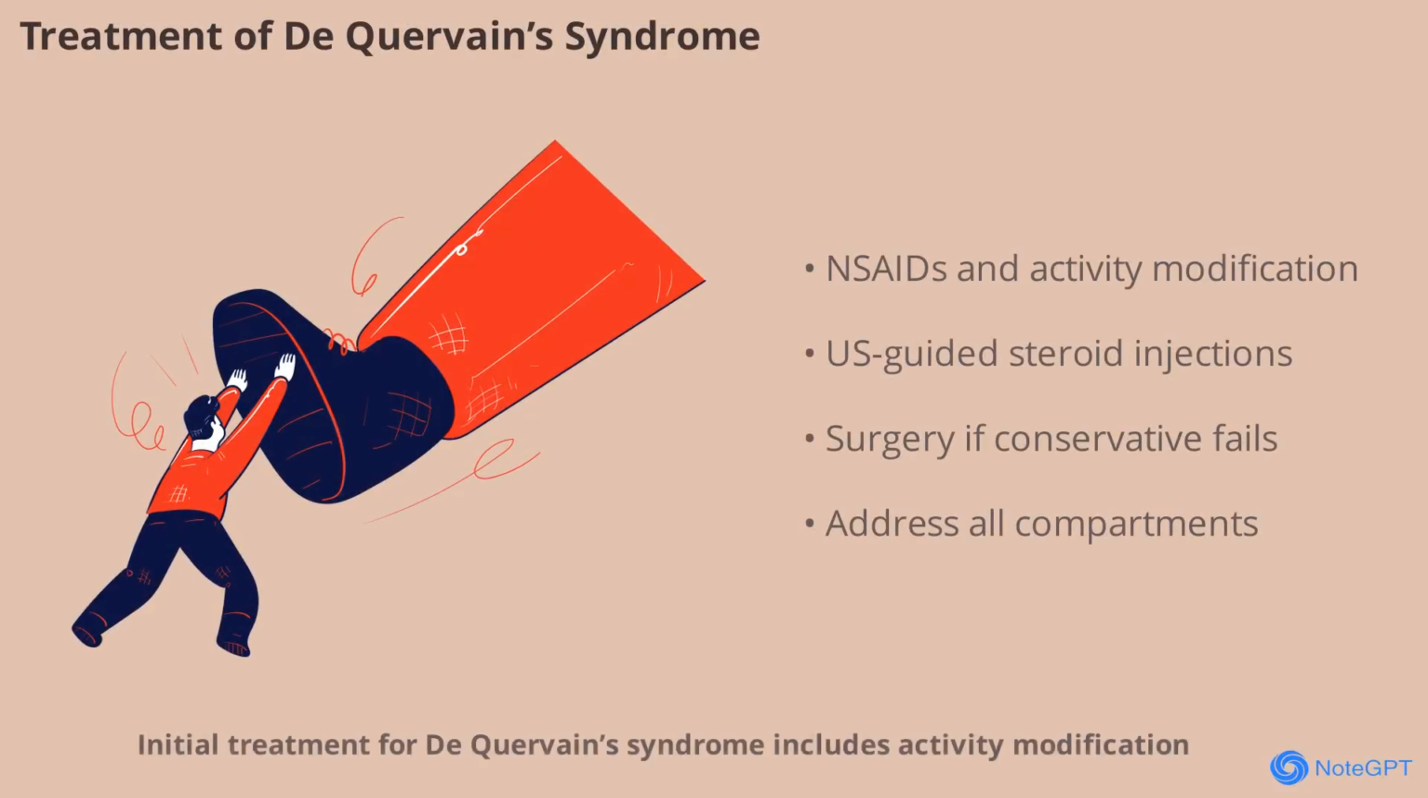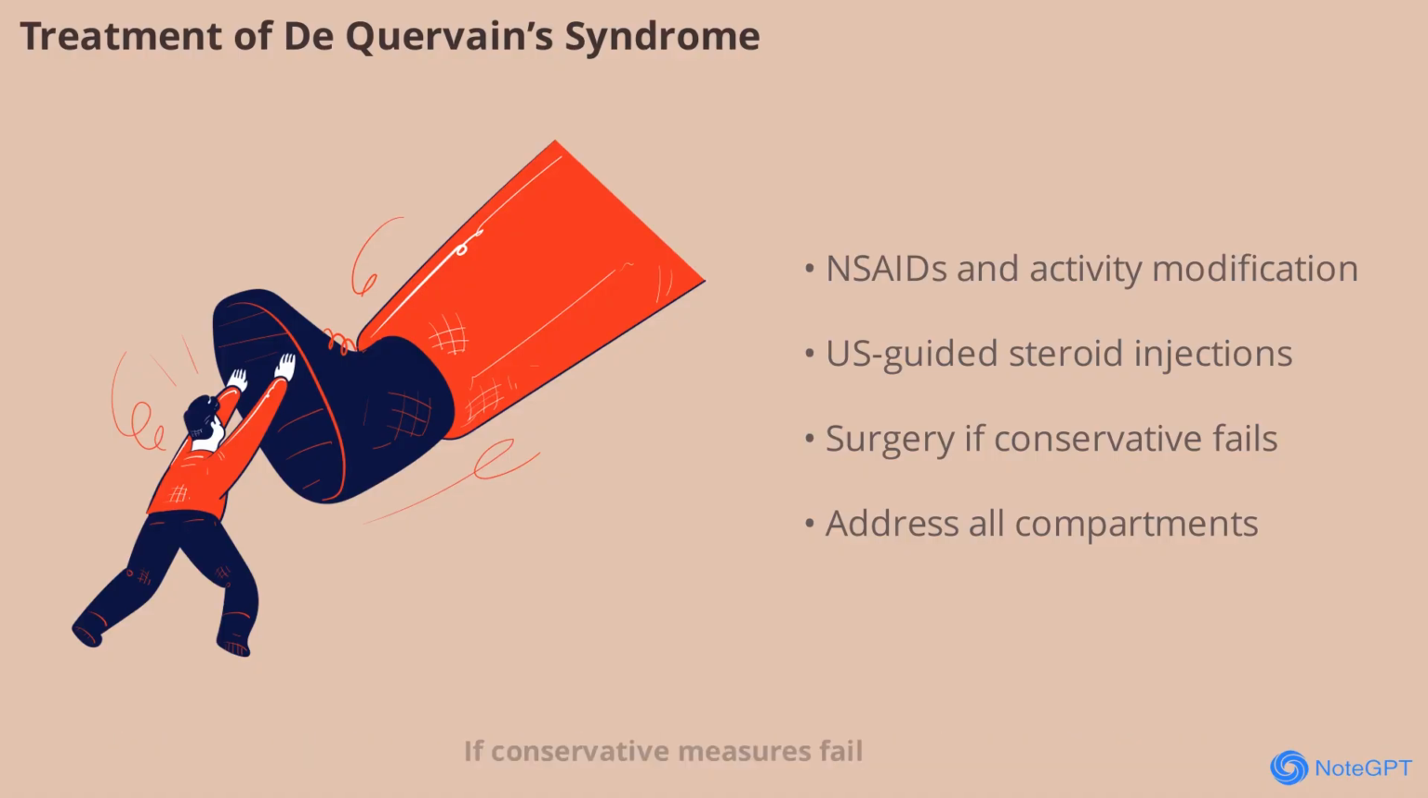Initial treatment for de Quervain syndrome includes activity modification, non-steroidal anti-inflammatory drugs (NSAIDs), and ultrasound-guided corticosteroid injections. Success rates for injections vary depending on the stage and anatomical factors. If conservative measures fail, surgical release of the first dorsal compartment may be necessary. It's important to address all affected subcompartments during surgery to prevent persistent symptoms. Early intervention and tailored therapy can lead to excellent outcomes for most patients.